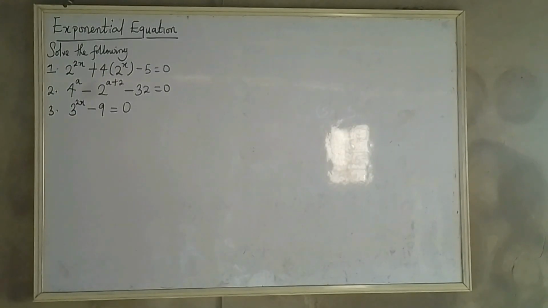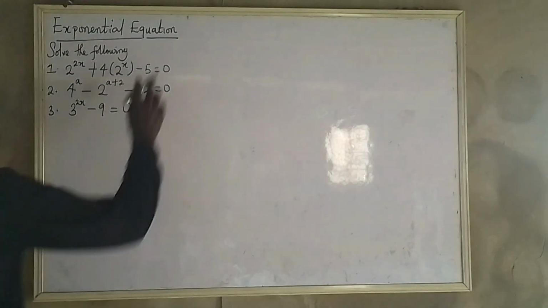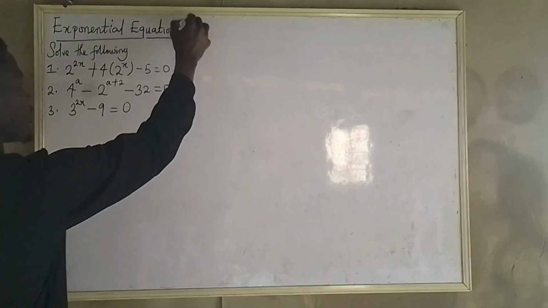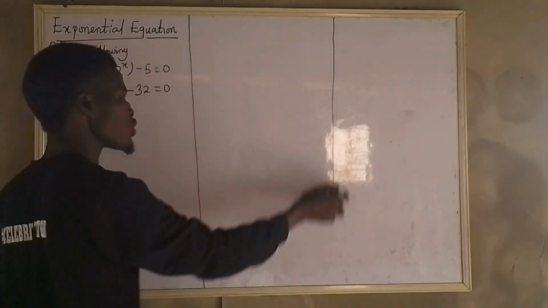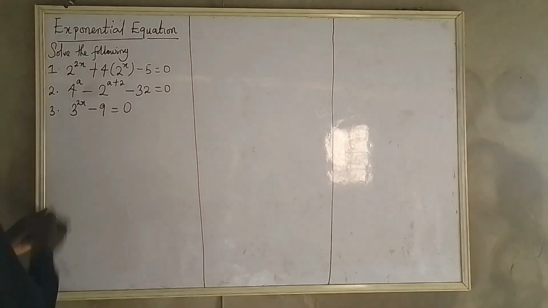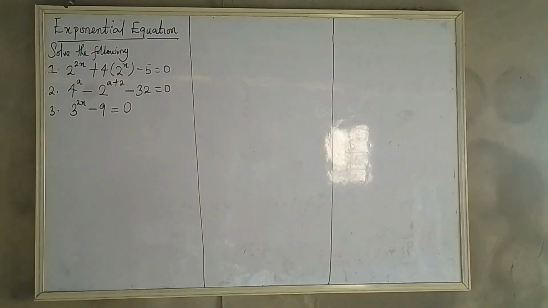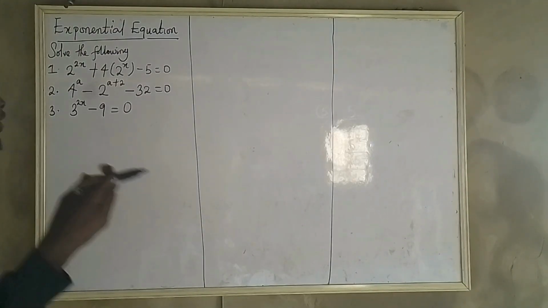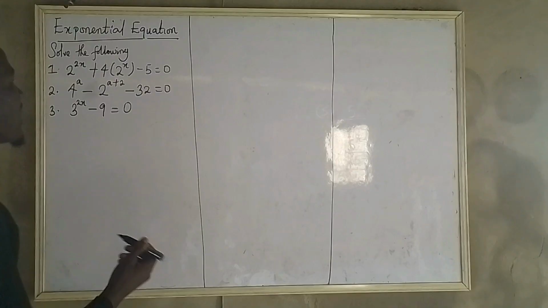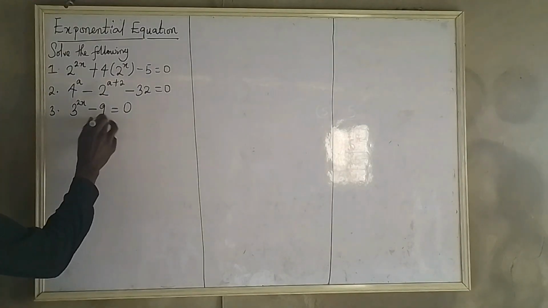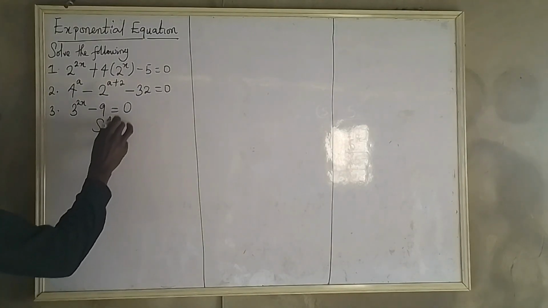In this section, we're talking about the exponential equation. Exponential equation is where we are going to be reducing some of these indices into a quadratic equation. So I want you to follow me in this class as we begin. Now we have 3 questions we are going to be using here.